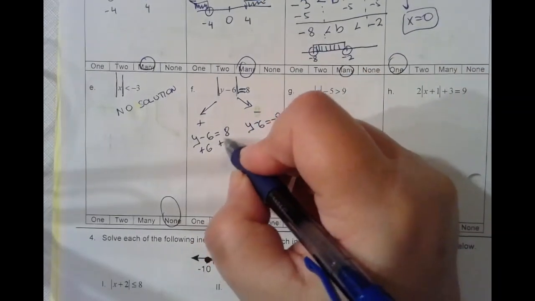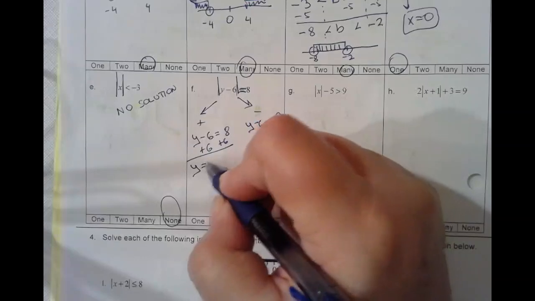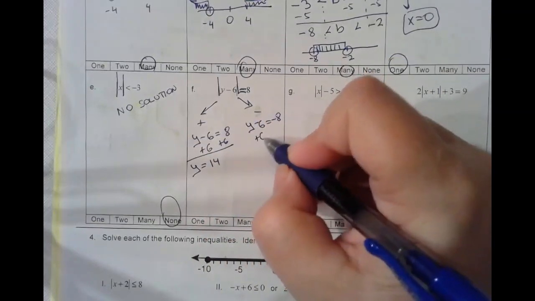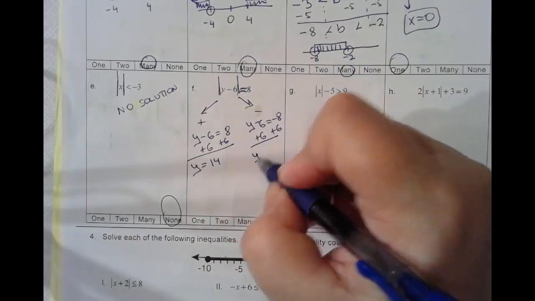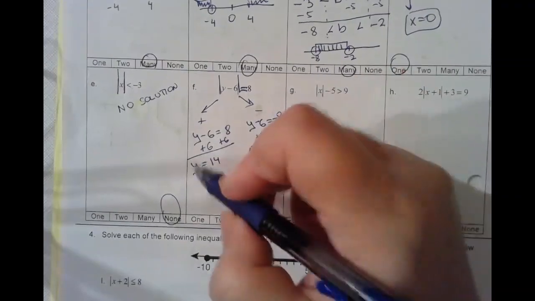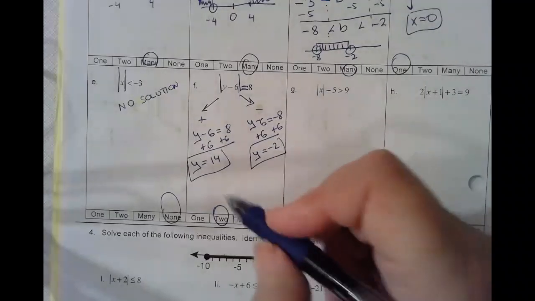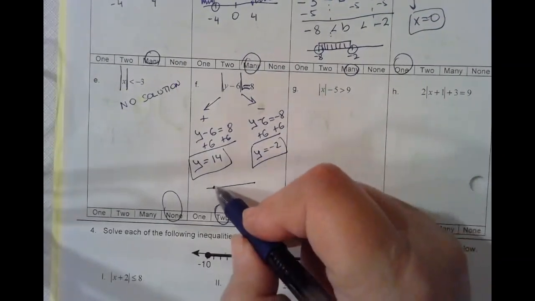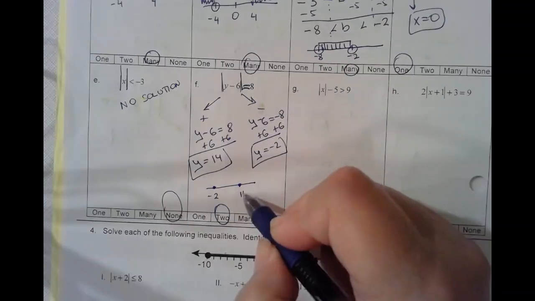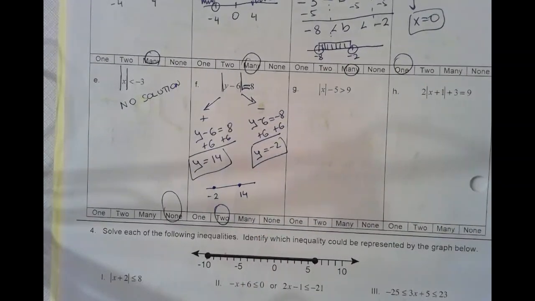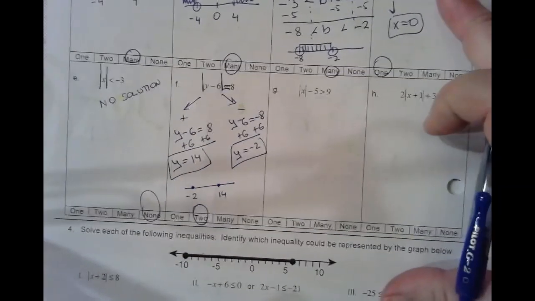So I'm going to add 6 to both sides. y is 14. Add 6 to both sides. y is negative 2. And here I have only two solutions. So my graph here is negative 2 and positive 14. Just two dots. Nothing in between.